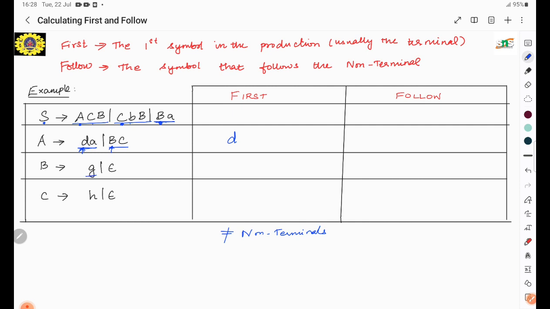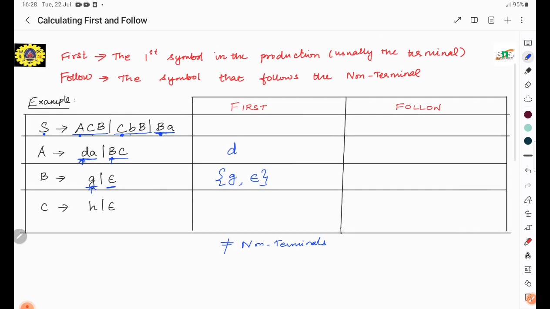So for this production the starting is G, and for this production starting is epsilon. Epsilon is usually a terminal, so it will be coming under your first. The terminals at the start of that production are what come in first. The terminals in the first of that production are meant as first of that particular non-terminal. So here it is G, epsilon.